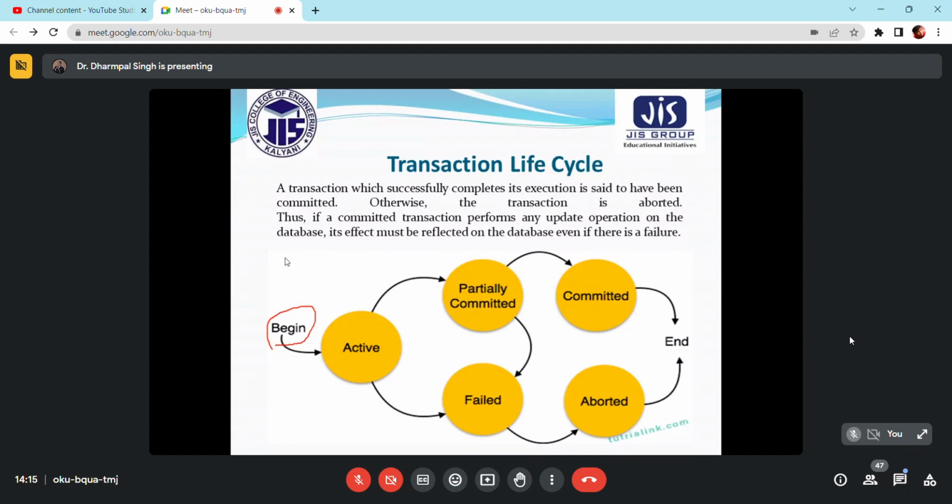Obviously you know that in the life cycle of human beings, a transaction also begins, meaning it starts its life. After that, when it begins, the transaction becomes active. Here it performs different types of operations like read and write. After performing read and write operations successfully, it goes to the partially committed state. So anyone tell me, why are we not going directly to the committed state? Why are we going to the partially committed state?